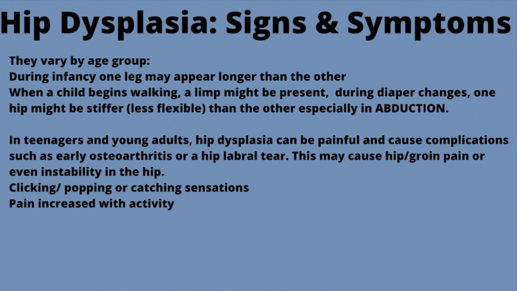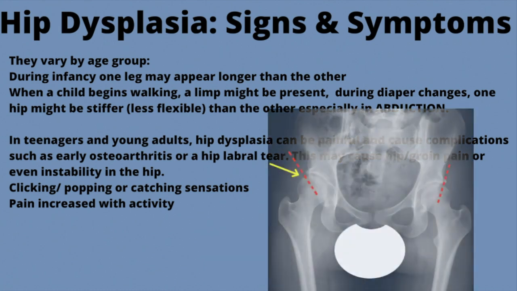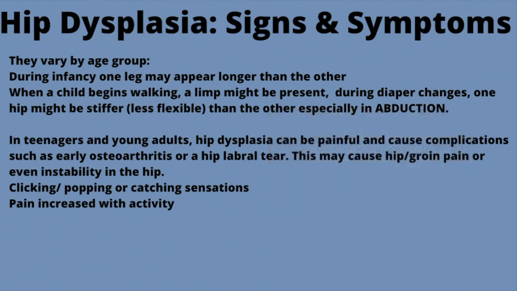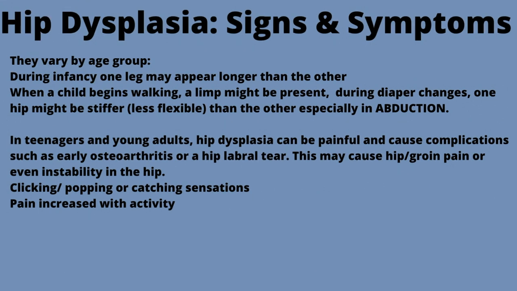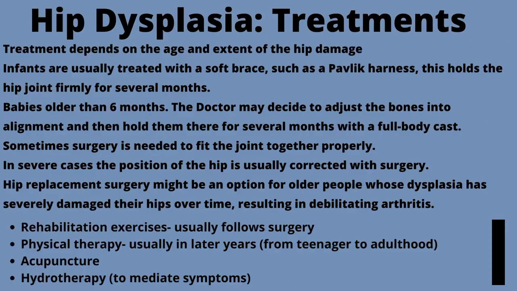And then the other category is usually in teenagers and in young adults. This is where hip dysplasia was perhaps missed or misdiagnosed during childhood, and now these people have pain in the hip. Now, a misdiagnosed hip dysplasia can cause early osteoarthritis or even a hip labral tear. This can cause hip and groin pain, as well as all of the other signs and symptoms that we discussed previously.